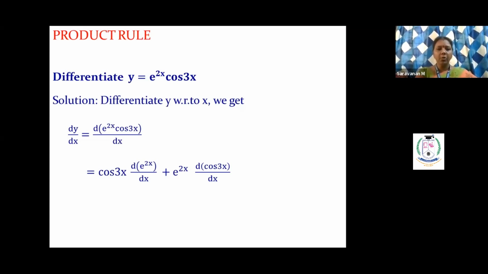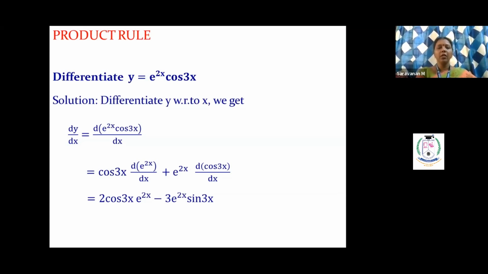d/dx of e power 2x is 2 into e power 2x. Okay, 2 into e power 2x. So that's what we got, the first term as 2 cos 3x into e power 2x. And what is the differential value of cos 3x? It is minus sin 3x into 3. So the second term is minus 3 e power 2x into sin 3x. So the differential value of e power 2x into cos 3x is 2 cos 3x into e power 2x minus 3 e power 2x into sin 3x.